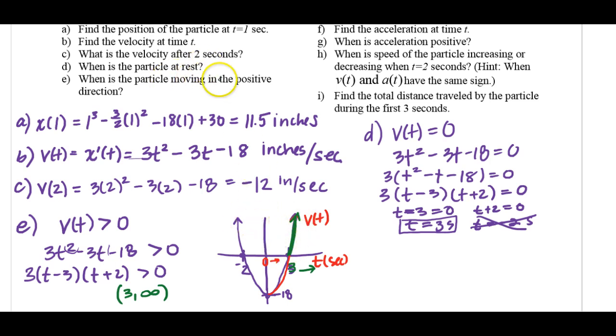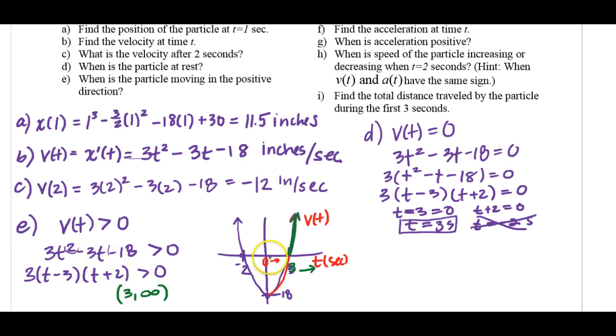So when is the particle moving in the positive direction? Well, first we have to know that that means when velocity is positive, when velocity is greater than 0. The velocity function is this quadratic. And how do you set a quadratic greater than 0? So the easiest way to do this would be to graph it.